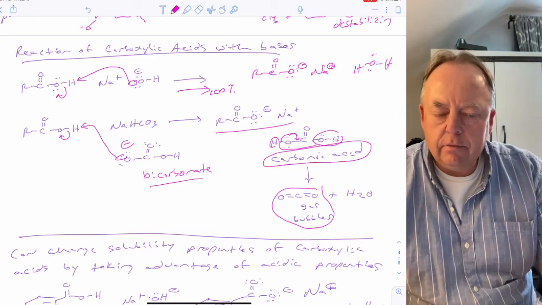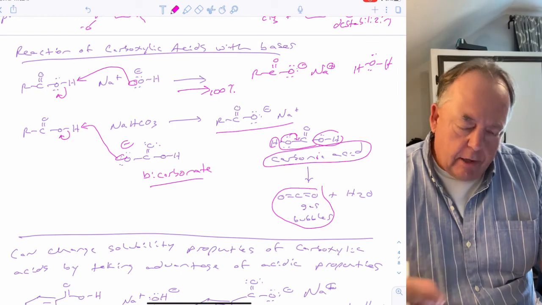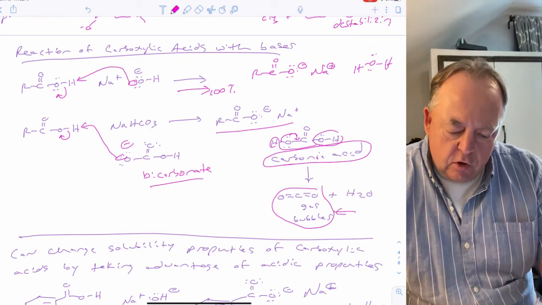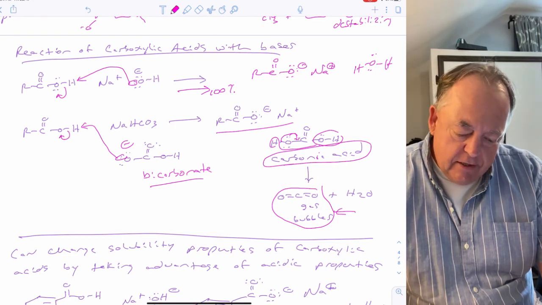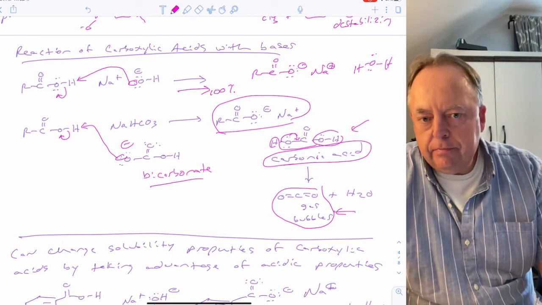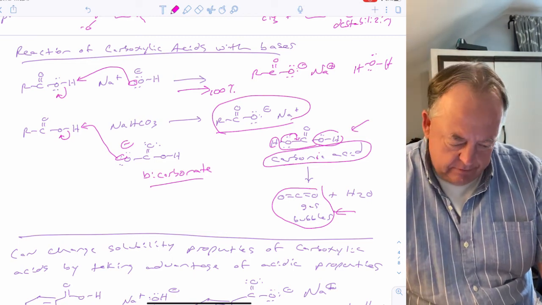If you think something's a carboxylic acid, add some bicarbonate to it. If you see gas bubbles forming, probably it was a carboxylic acid that got deprotonated to make the carboxylate, and then carbonic acid, which decomposed to make CO2 and water.